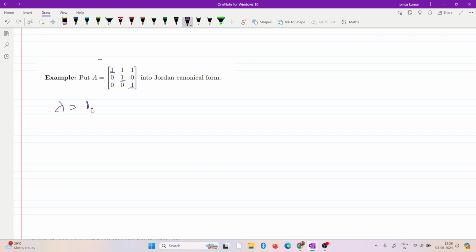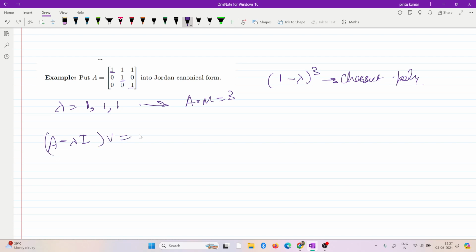So lambda is equal to 1, 1, 1. What does this mean? Its algebraic multiplicity is 3. That is, it is repeated 3 times, right? This is (1 minus lambda) to the power 3. This is its characteristic polynomial. Now we want to find its geometric multiplicity, or we want to solve (A minus lambda I) v equal to 0. So let's solve it.